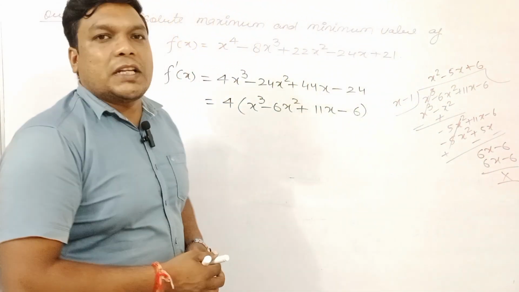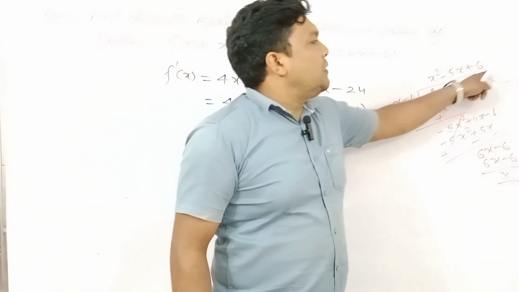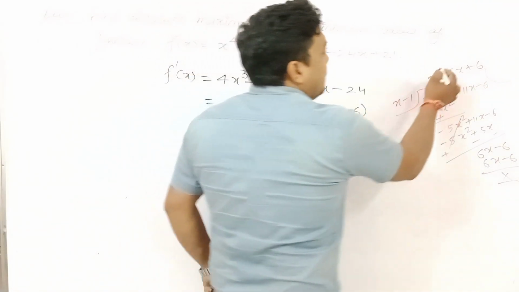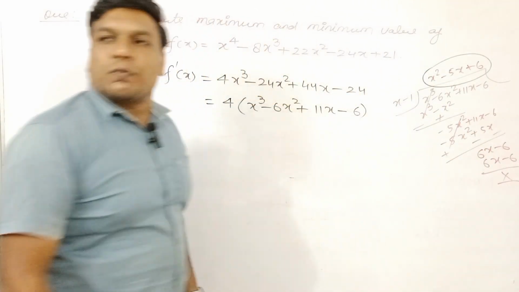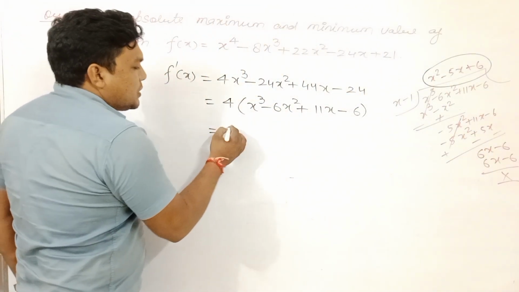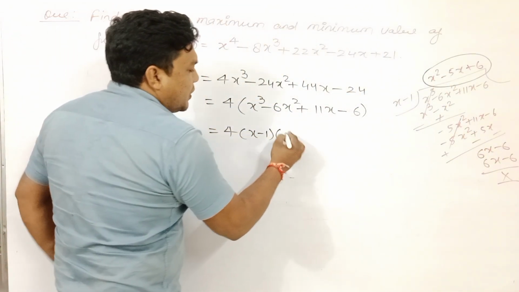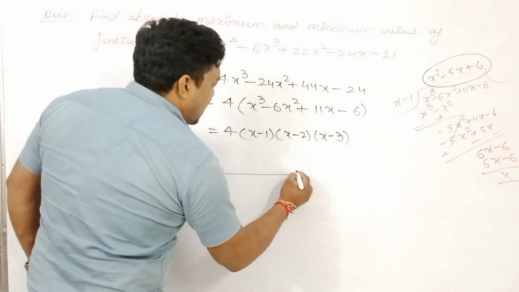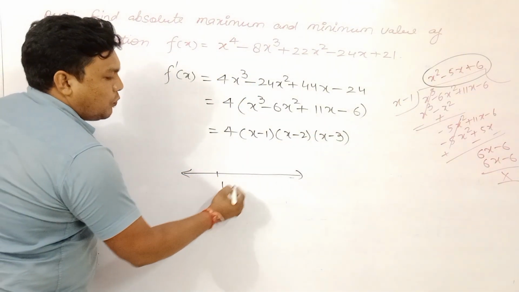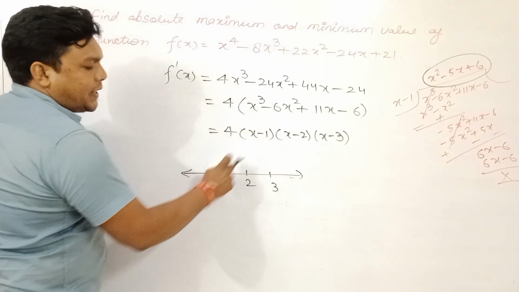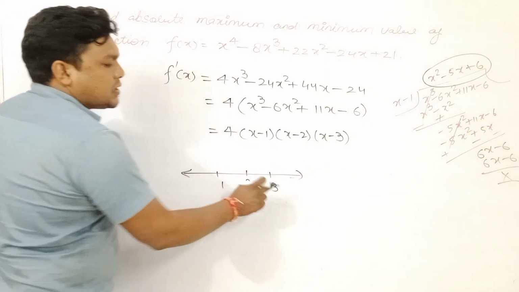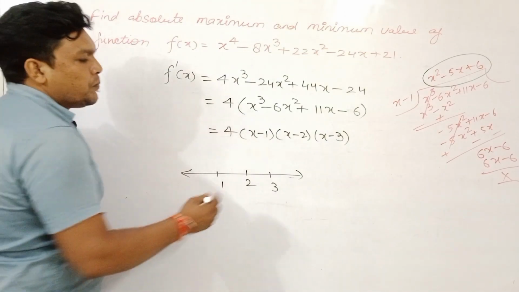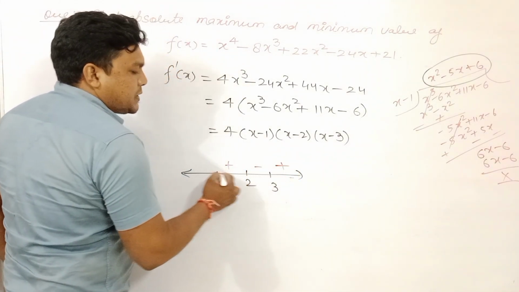So one factor is x minus 1 and the other factors will be given by the quotient x square minus 5x plus 6. When you apply middle term splitting here, the factors will be x minus 2 and x minus 3. So f dash x is 4 into x minus 1 into x minus 2 into x minus 3. Now we will draw the number line with 1, 2, 3, so x equals 1, x equals 2, x equals 3. If we check the sign of f dash x, we will find plus, minus, plus, minus.